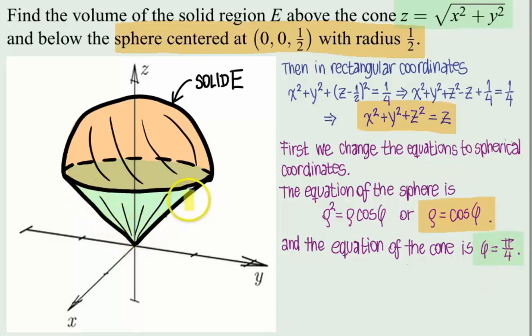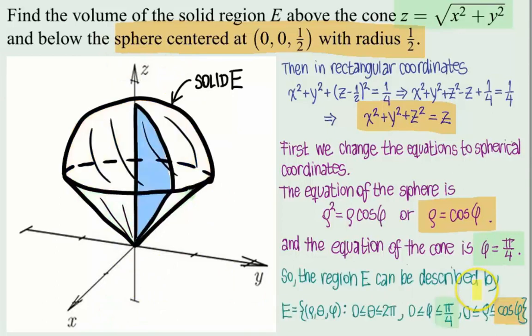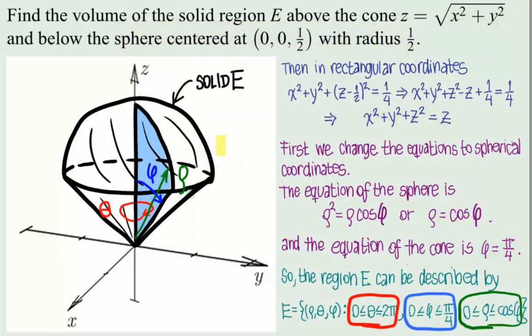Notice that all these points, when you draw a line segment to the origin, are at an angle of pi over 4 with the positive z-axis. So now the region E can be described by this, and the only thing I want you to identify right now is that this pi over 4 is going to be the limit of phi, and this rho equal to cosine of phi is going to be the limit of rho. Let me give you a little more in-depth explanation.